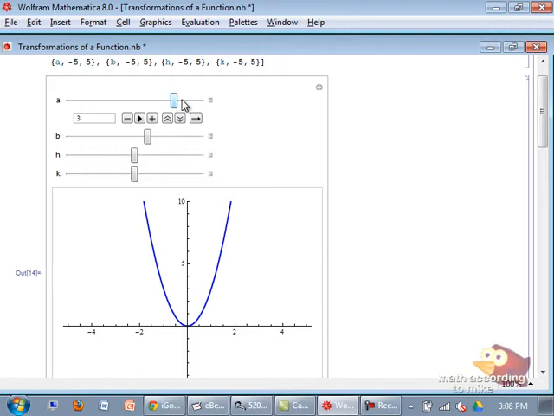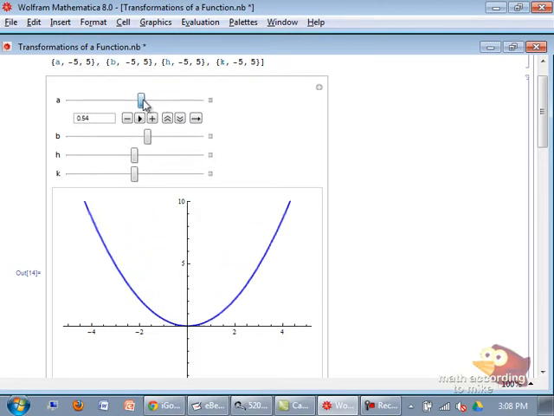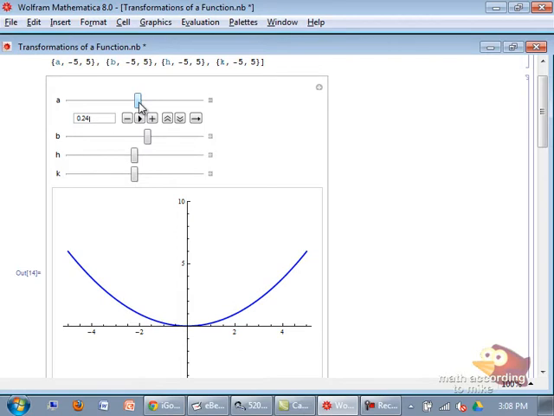thinner graph. What I'd rather you think about it is when A is bigger than 1 or has an absolute value bigger than 1, you're taking the graph and pulling it away from the x-axis. Whereas if we were to make A a number between 0 and 1, so 0.6, 0.5, 0.4, and so on, then it appears that it's being wider. In other words, vertically, you're compressing it towards the x-axis.